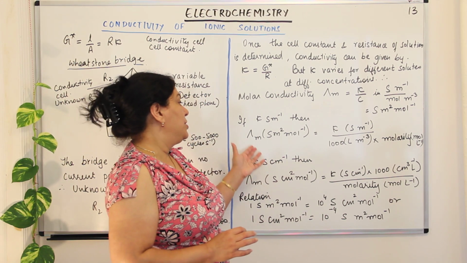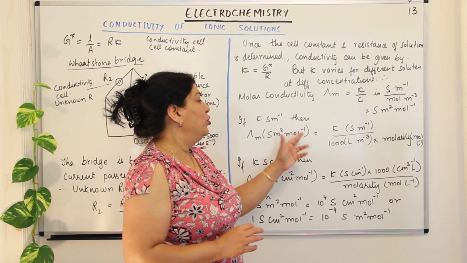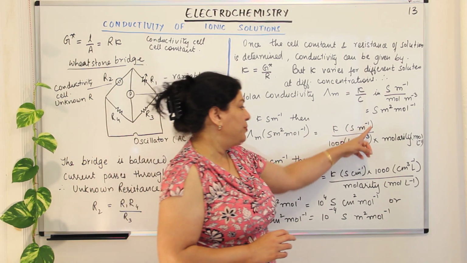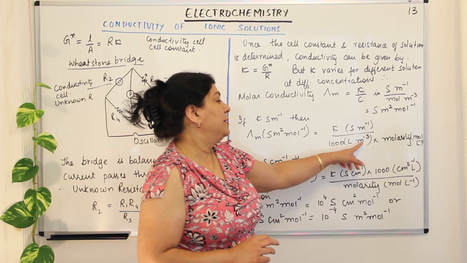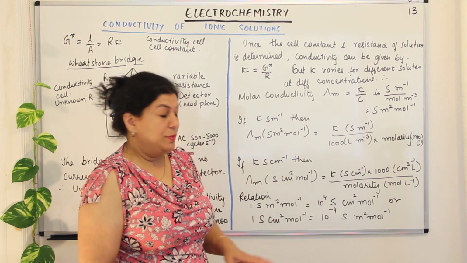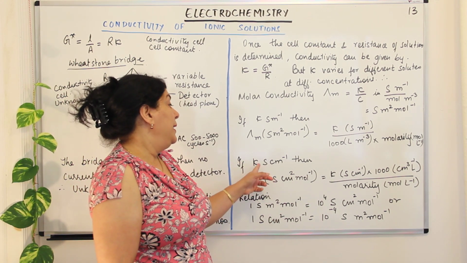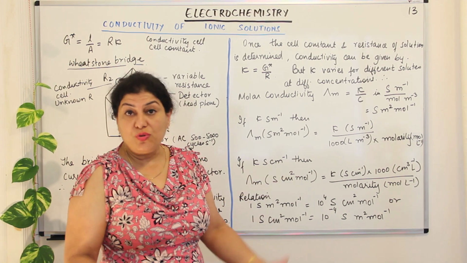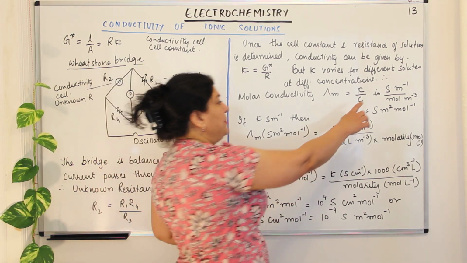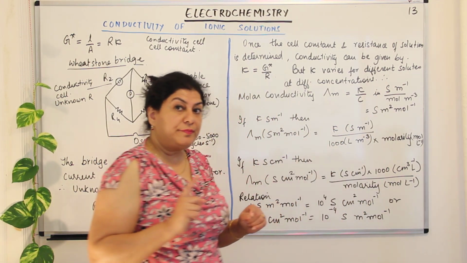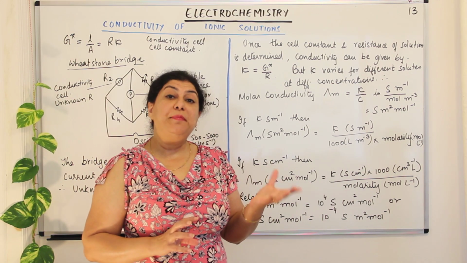So when you need the value of lambda m in Siemens meter square per mole, the formula you use would be kappa in Siemens per meter, divided by molarity in moles per liter into 1000 liter per meter cube. But if you had the units of kappa in Siemens per centimeter, which is also very commonly done, then for the value of lambda m, you will require the molarity, which is in moles per decimeter cube.